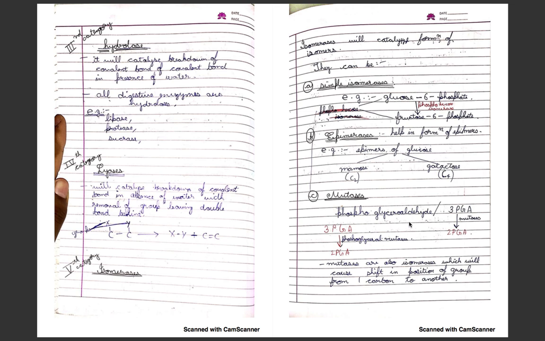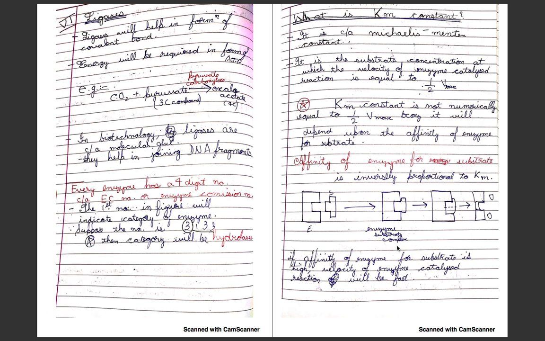This is the third part. Mutases. Mutases are those which help in the formation of 2-PGA. Mutases are a type of isomerase, since they cause the shift in position of one group of carbon from one carbon to another. Now in the example we see phosphoglycerate mutase. 3-PGA is acted upon by mutase to form 2-PGA, that is, a change in position of a group from one carbon to another.